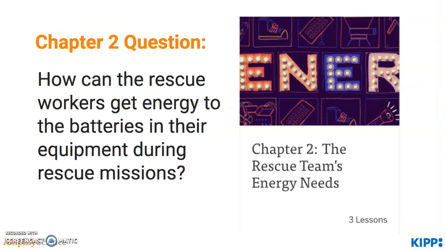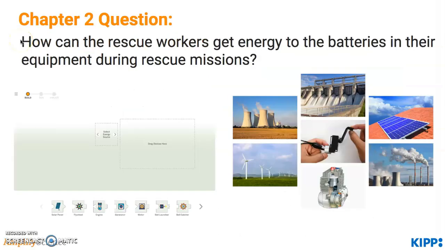Moving right along to Chapter 2, our question is, how can the rescue workers get energy to the batteries in their equipment during rescue missions? In Lesson 2.1, students get to plan an investigation using the sim to explore 3 claims. How do objects get energy? And ultimately, they learn that energy can move from object to object. They're also introduced to a key vocabulary word, which is a generator, a machine that converts kinetic energy to electrical energy.